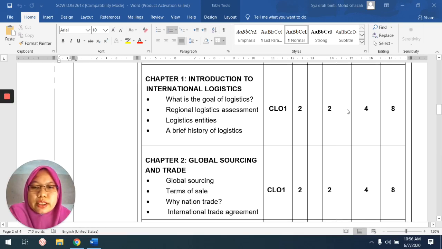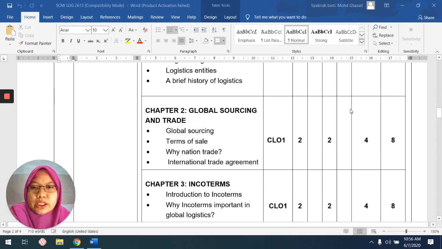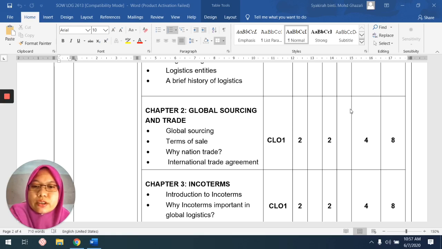The second chapter is global sourcing and trade. For those who took an economy subject during high school, I think you will master this chapter. This is all about economy and trade. We will learn about global sourcing, what the terms of sale are, why nations trade, and then international trade agreements, international trade patterns, and so on.